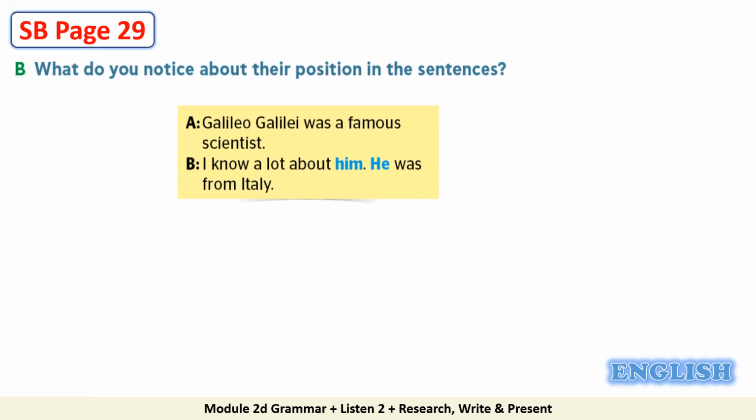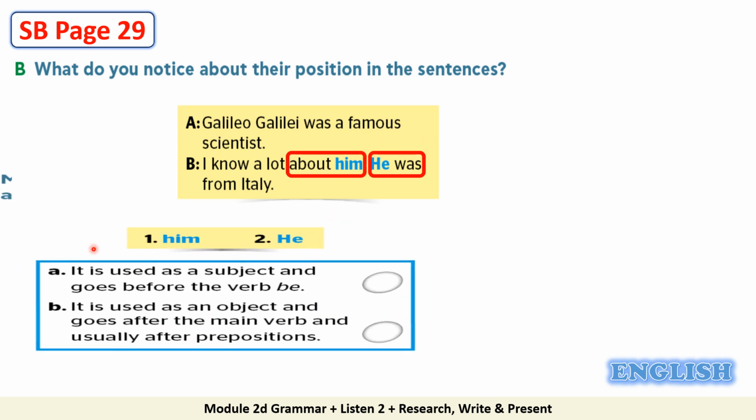Let's go on to task B in your student's book, page 29. Read the given instructions. B. What do you notice about their position in the sentences? Look again at the personal pronouns him and he. What do you notice about their position? Excellent, students. You notice that the personal pronoun him goes after the preposition about, while the personal pronoun he goes before the verb be, was.